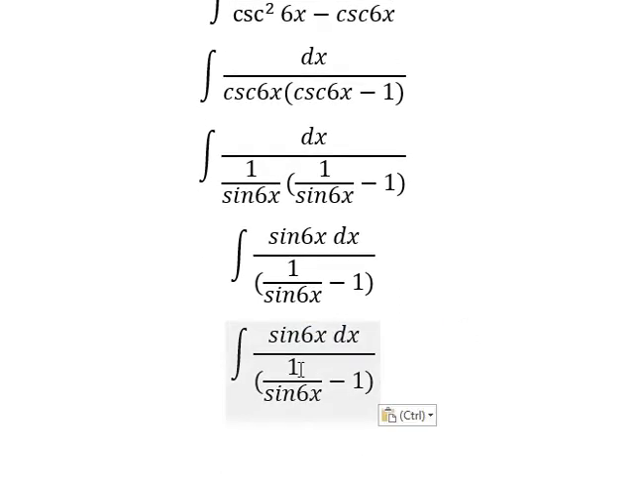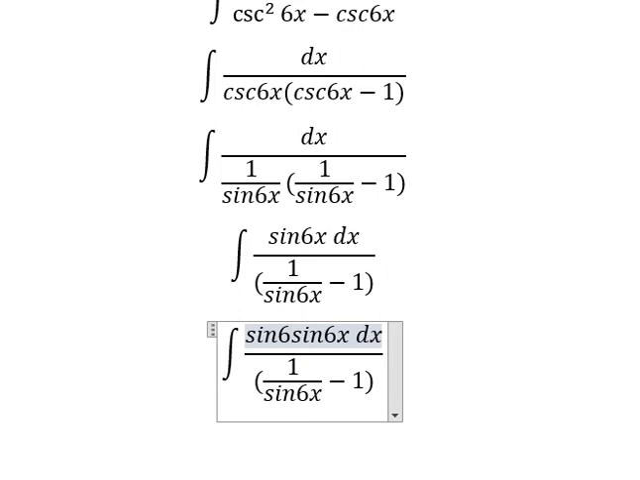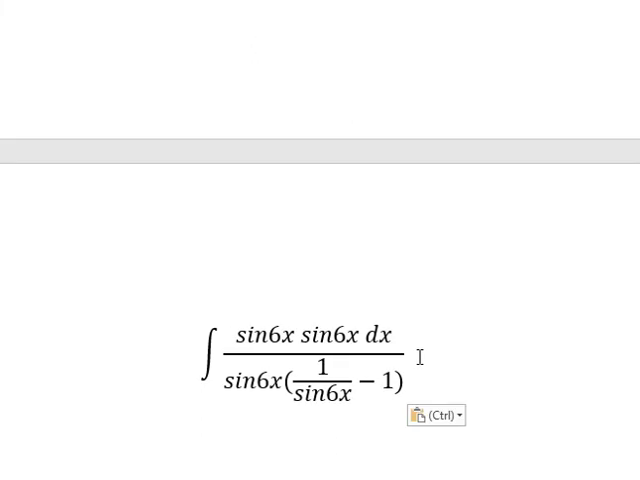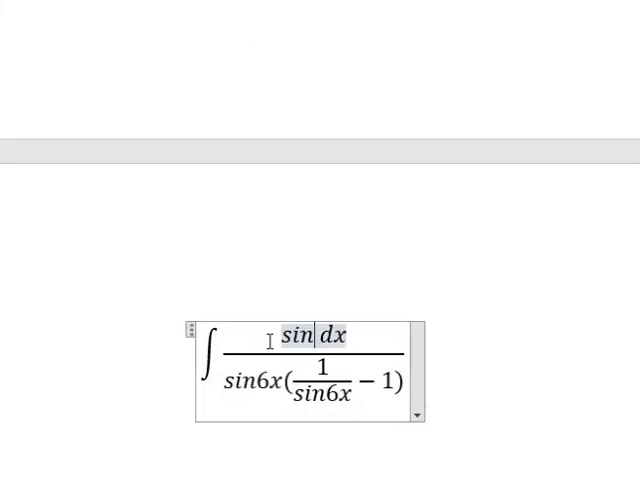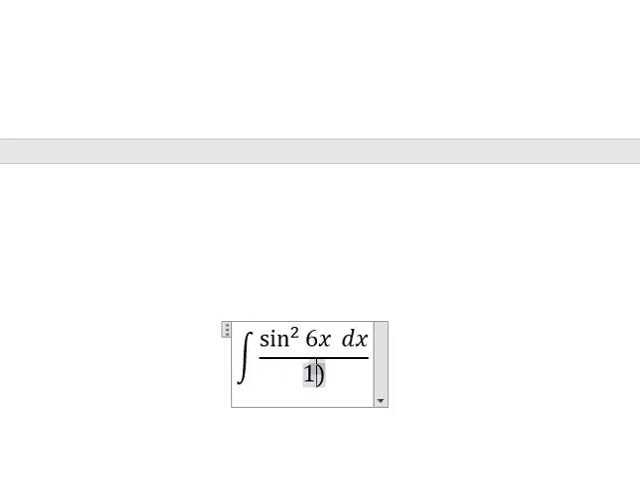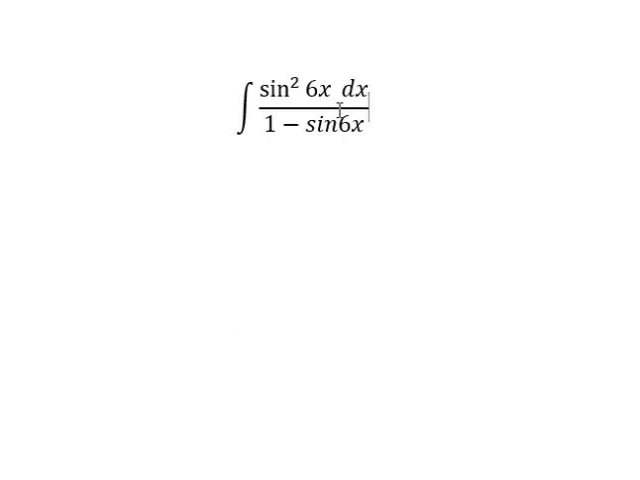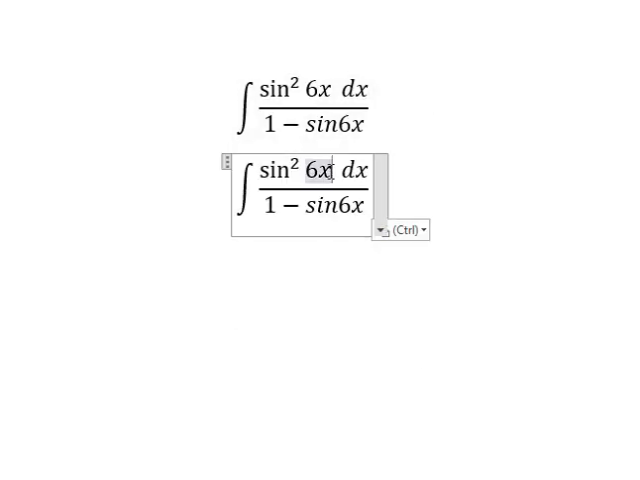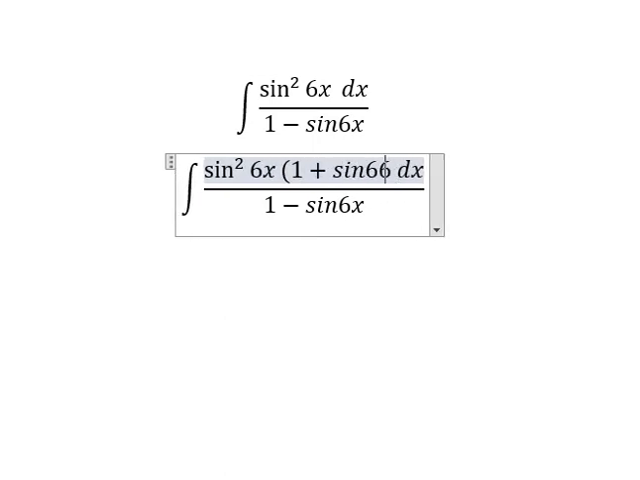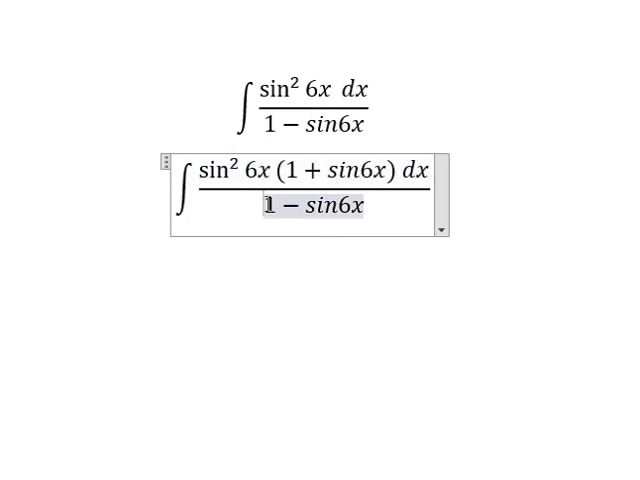Next, I will multiply by sine 6x on numerator and denominator. So this one you got about sine 6x to the power of 2. Sine 6x multiplied by 1 over sine 6x and number 1, you got about 1 minus sine 6x. Next, we need to multiply by 1 plus sine 6x on numerator and denominator.